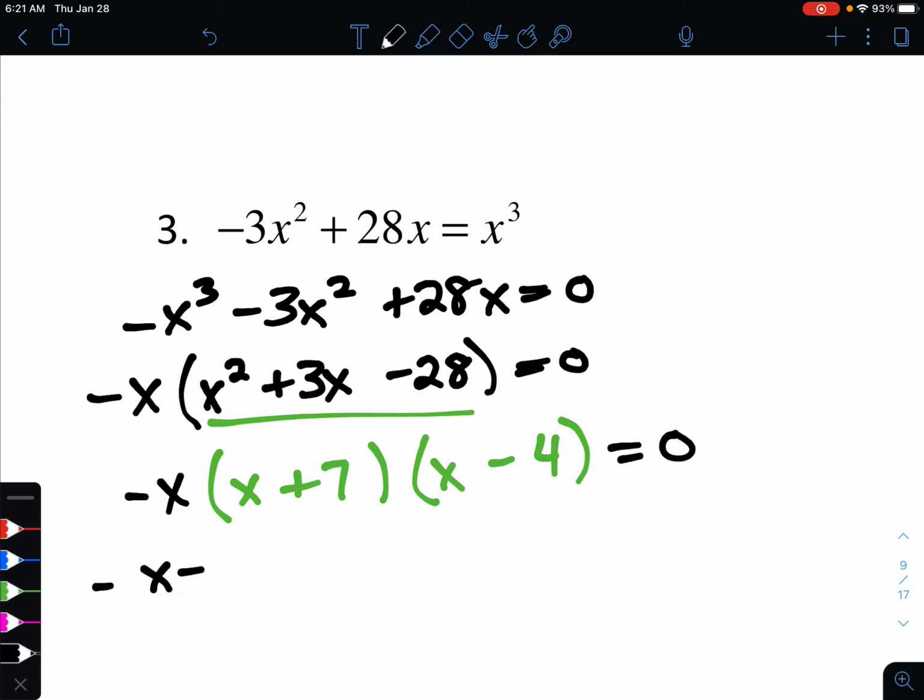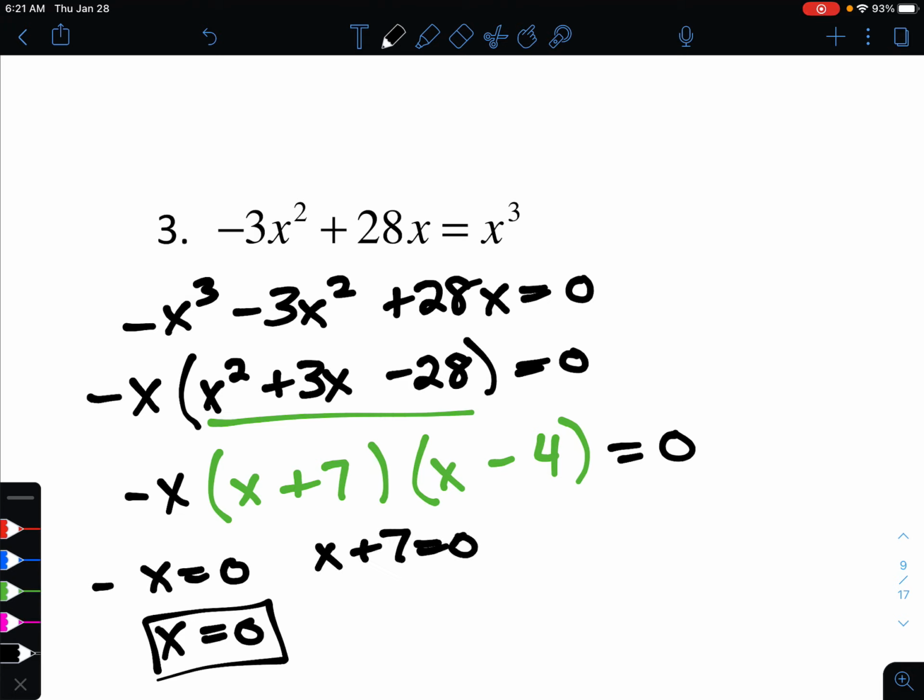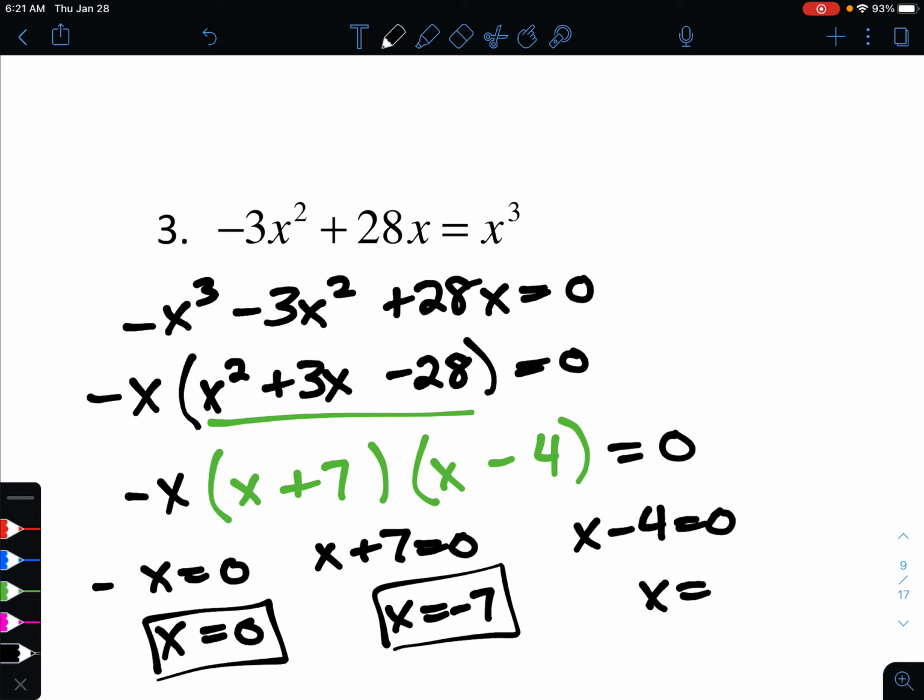Okay, so now setting each of those equal to 0. When I have negative x equal to 0, divide by negative 1 or multiply by negative 1 on both sides, and you're still going to get a 0. So in fact, x is going to be equal to 0. For our next factor, x plus 7 equals 0, we solve that to be x equals negative 7. And for the third factor, x minus 4 equals 0, we solve that to be x equals 4.